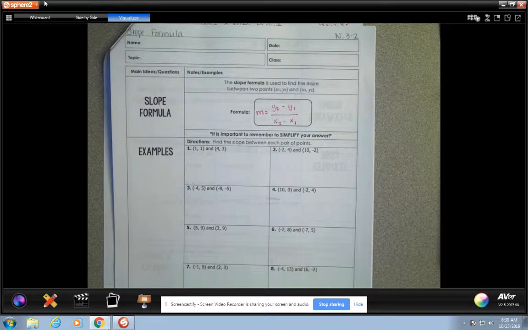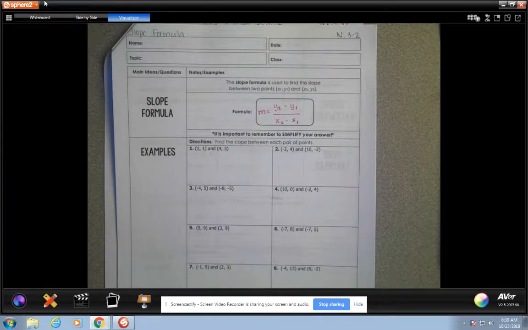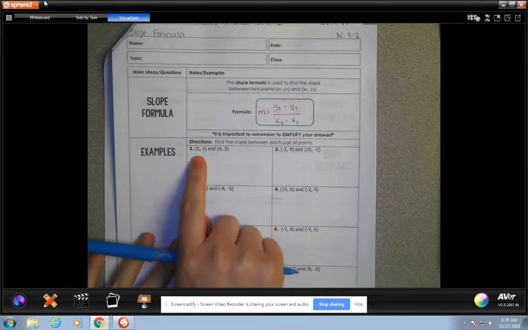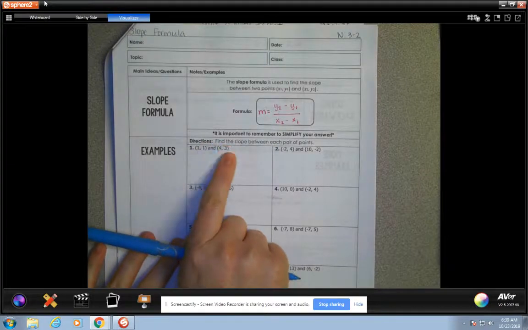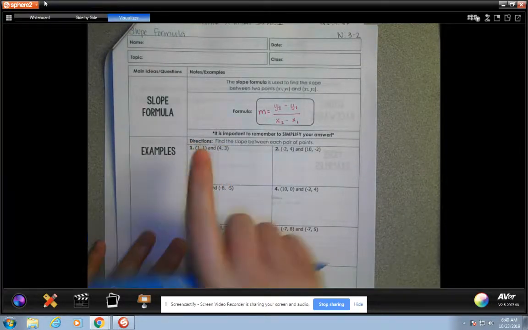Okay, now this looks maybe a lot harder than it is, but let me show you our very first example, and you're going to be like, Miss, can we do this every day? And I'm going to be like, yeah, let's do a slope formula. All right, so first I'm going to consider this my first point, and this is my second point. Remember, each point has an x and a y.